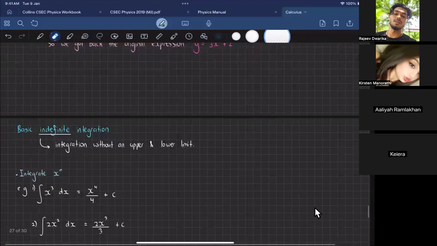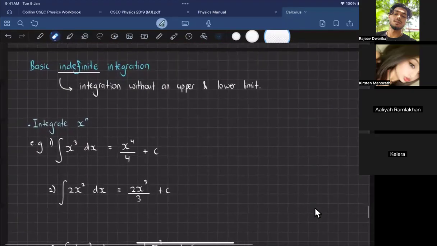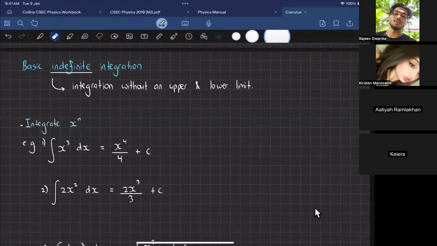Let's move on to basic indefinite integration. I've shown you the concept of integration, so let's actually start to integrate. You all would need to know how to integrate x to the power n. That's quite simple. You're just adding 1 to the power and then dividing by that number. So copy this down fast. Actually, let me change up the questions here real quick.